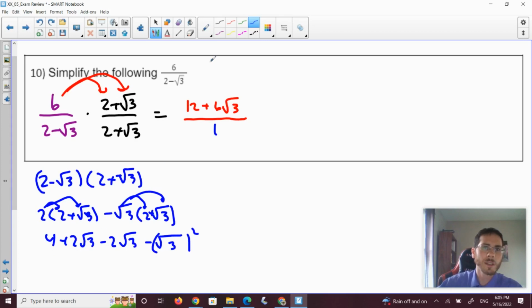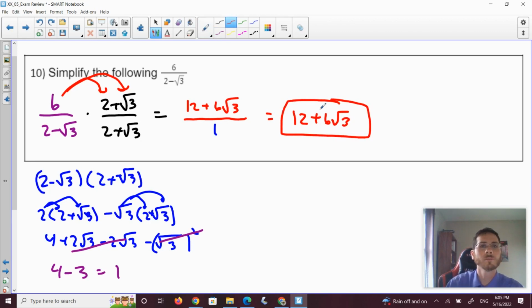So these are going to cancel. 4 minus 3 equals 1. So that's how we get our 1 there. Since we're dividing by 1, the final answer is just 12 plus 6 radical 3. And we're all set. That's all we got. Pretty cool. Pretty easy if you've got the TI calculator, since you may be able to throw it in and double check your answer that way.